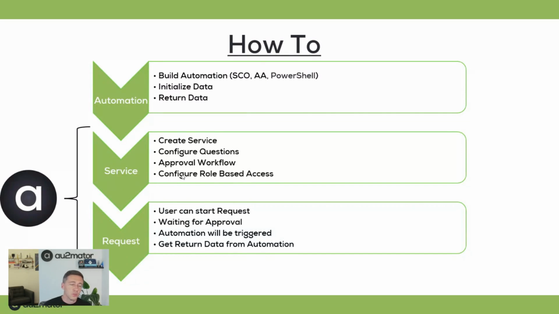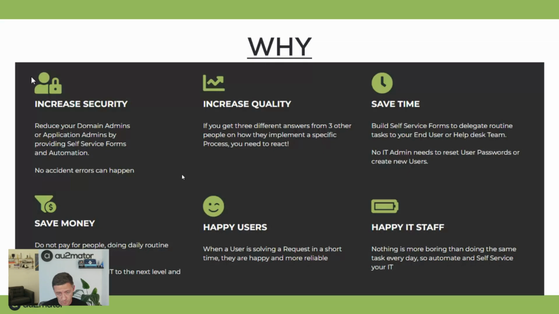If the approval was approved, or there was no approval, then the automation is triggered. That means the PowerShell script, the Azure Automation runbook, or the System Center Orchestrator runbook is triggered and filled with all the information the user entered via the service in the form. After the automation is finished, you get some return data back to the portal, or via email or Teams to the user.